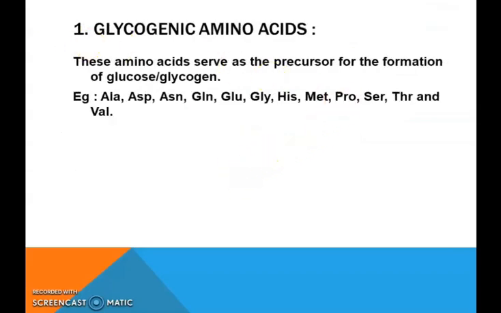First one is glycogenic. From the name it suggests, it serves as a precursor for the formation of glycogen or glucose. What are these amino acids? Alanine, aspartate, asparagine, glutamine, glutamate, glycine, histidine, methionine, proline, serine, threonine and valine.